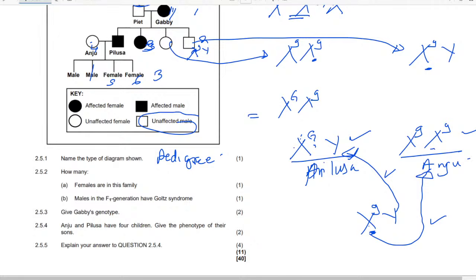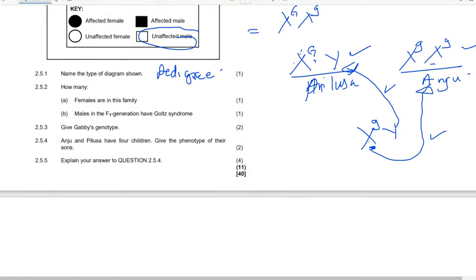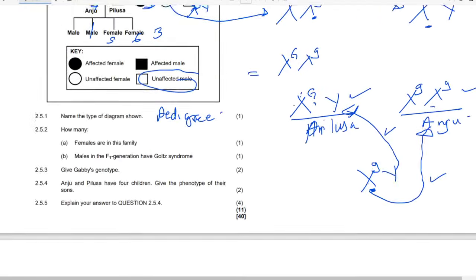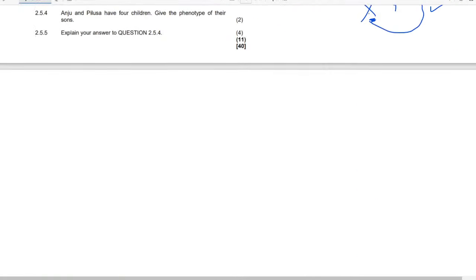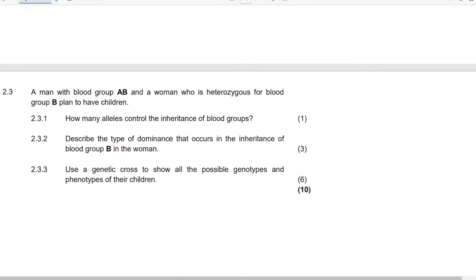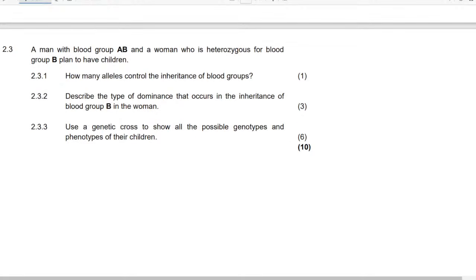Once you read them several times, you will be able to get the marks concerning genetics. Let me know if I should organize more classes like this concerning genetics, so that at least when you go to the papers, you are able to answer these questions. Okay. The next question is about the blood group.